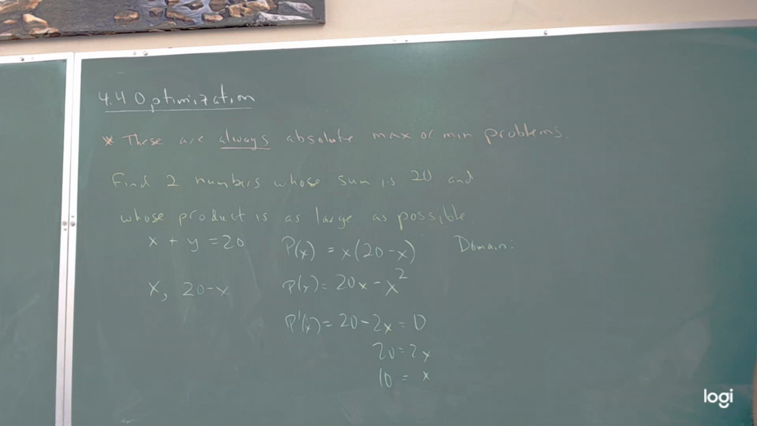Do we have any restrictions? I mean, can we say, oh, we only have to look at these values of x, or are we stuck with all real numbers?